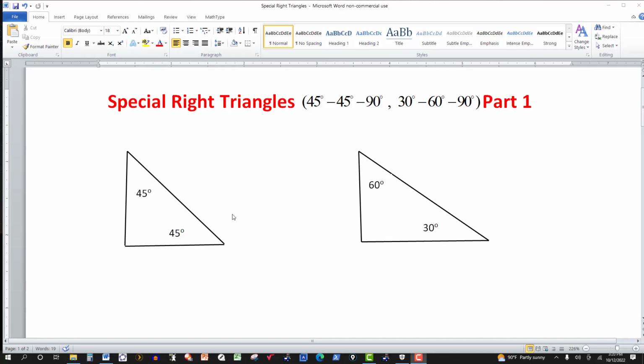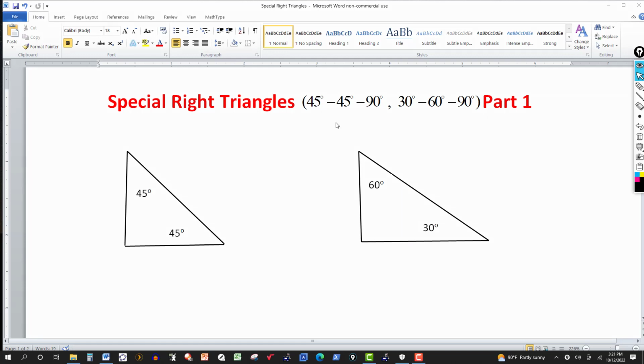In the next two videos, we're going to focus on special right triangles, the 45, 45, 90 degree triangle and the 30, 60, 90 degree triangle. Now this will be part one, so we're going to focus on the 45, 45 right triangle. And this will be important in geometry and even more important in trigonometry to find exact values of trigonometric functions of certain angles.